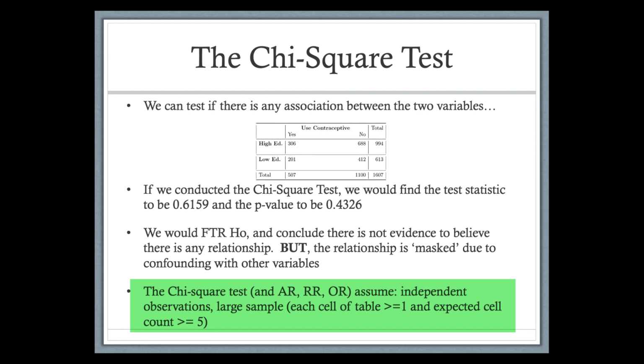We also assume that we have a large sample. If you remember, large sample size is an assumption of most of the tests we've encountered in this course and the previous course. And part of the assumptions that go particularly into the chi-square test is that each cell of the table has to have at least one person in it, and the expected cell counts are all 5 or more.